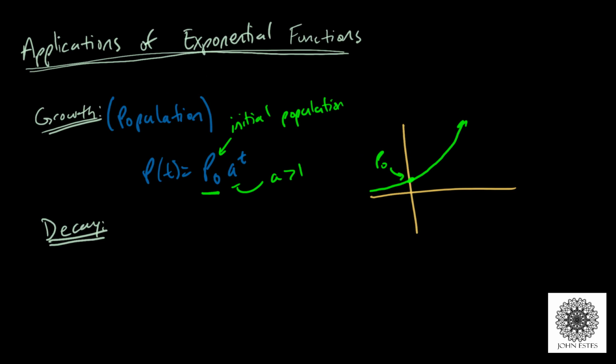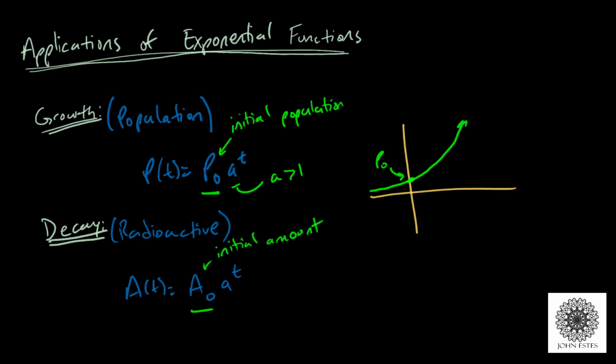The second application with exponential functions is decay, and usually when we say decay, we are talking about radioactive decay. This is typically with chemical compounds. Radioactive decay is modeled like this: A of t equals a naught times a to the t power. That looks just like population growth, doesn't it? And it is. This a naught is our initial amount, in other words, how much substance we started with. As time progresses, this is going to decrease from radioactive decay. Because of that, we want our a to be between 0 and 1.